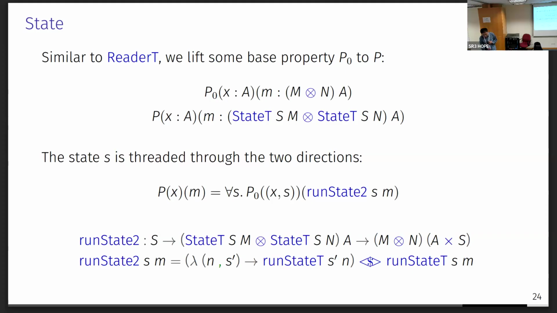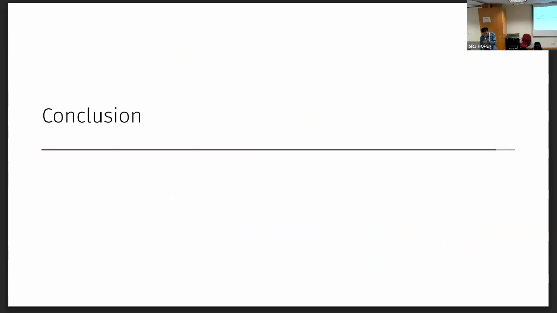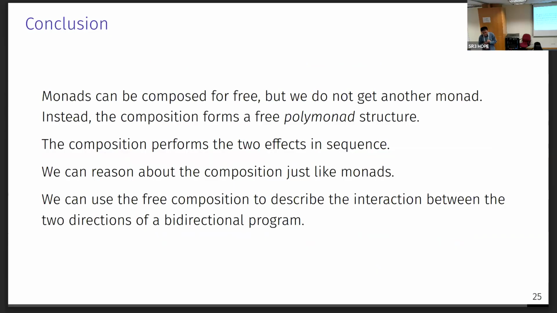Okay, so that's all the examples I have for today. And we can conclude by saying that different monads can still be composed for free, but we do not get another monad from the composition. Instead, the composition forms a free polymonad structure. And the composition is performed in sequence.